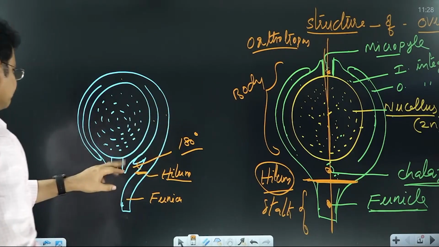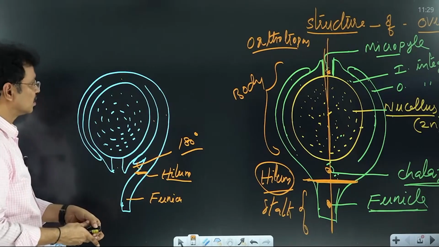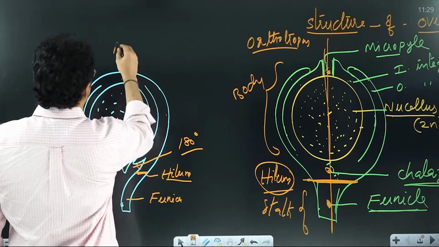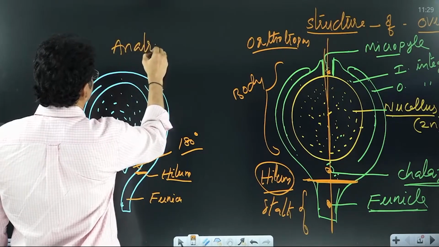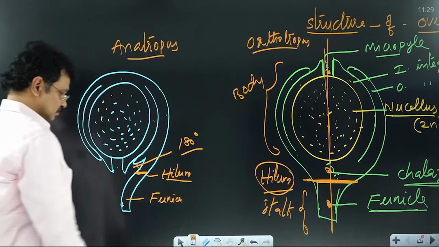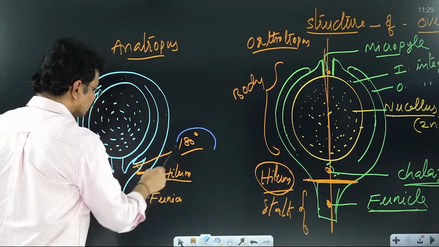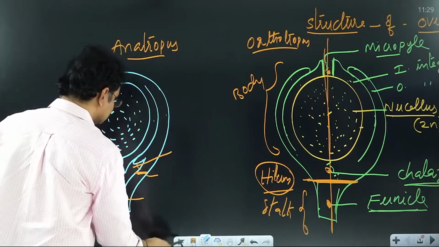Okay. That's why such curved ovules are called anatropous ovules. It is the anatropous. The same diagram is given in the NCERT textbook in different notation.